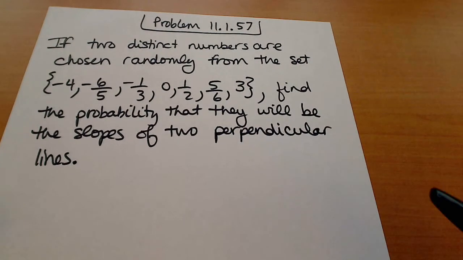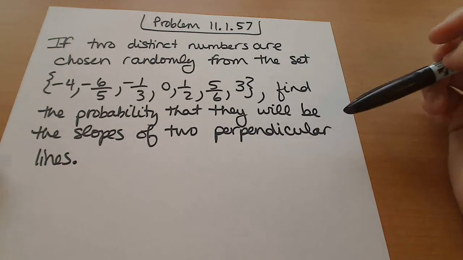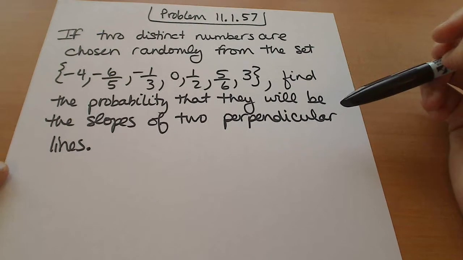All right, so this is problem 11.1.57, and they ask us if two distinct numbers are chosen randomly from this set right here, we want to find the probability that they will be the slopes of two perpendicular lines.